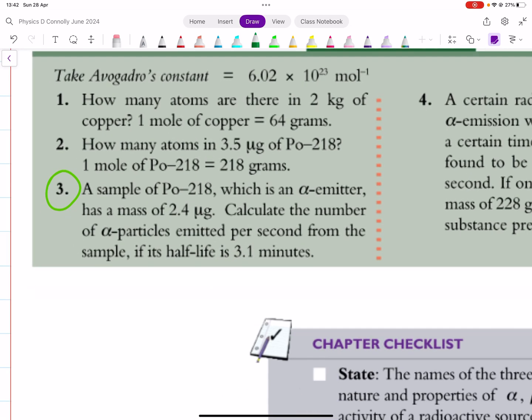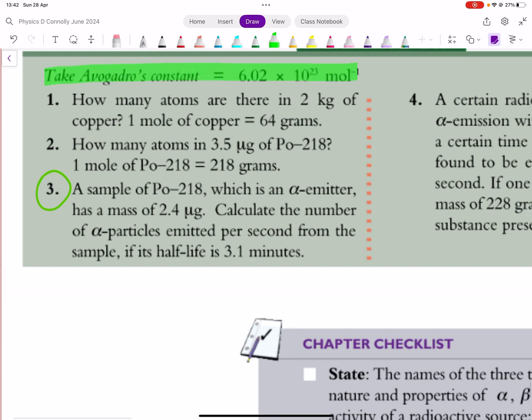I'm trying to see how they could write this question so that it would be workable without telling you about Avogadro's number. A sample of polonium-218, which is an alpha emitter, has a mass of 2.4 micrograms. Calculate the number of alpha particles emitted per second from the sample if its half-life is 3.1 minutes. They've given us Avogadro's number at the top, which is a big hint. But if that question was asked on the paper, they would have to scaffold it and ask you to calculate each bit as you go, because you're not expected to know Avogadro's number.